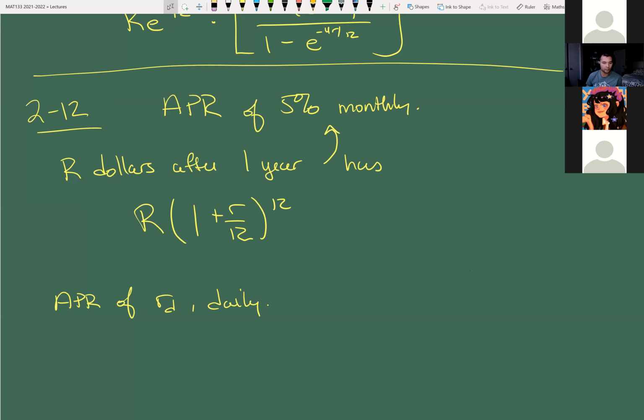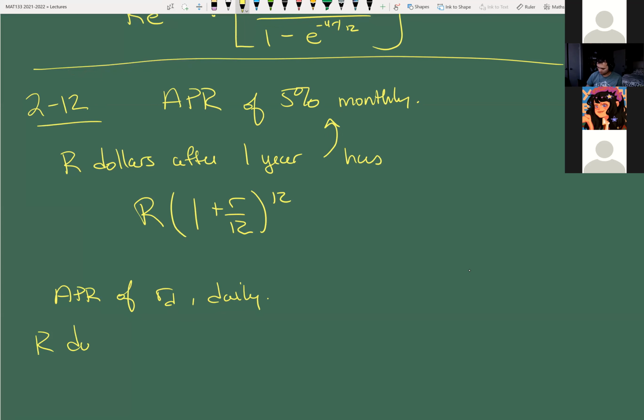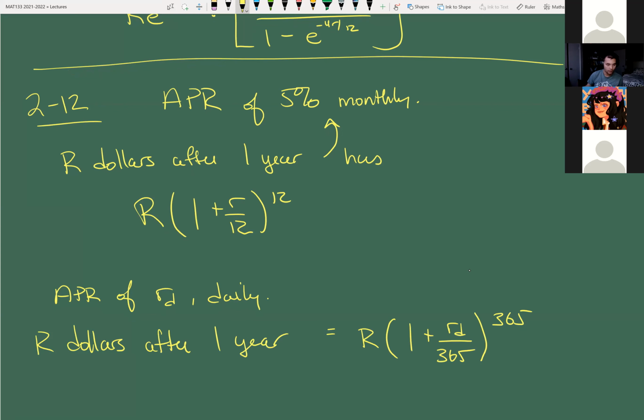Daily rate means R over 365. Yep, it's an APR of R sub D compounding daily. So how much money does this make after a year? Okay, sure. Perfect. And this is R sub D here, right? Right, because we don't know what this D is. This R sub D is the thing we're trying to figure out. What we're gonna say now is these two things are equal, and we're gonna try and figure out what R sub D is.